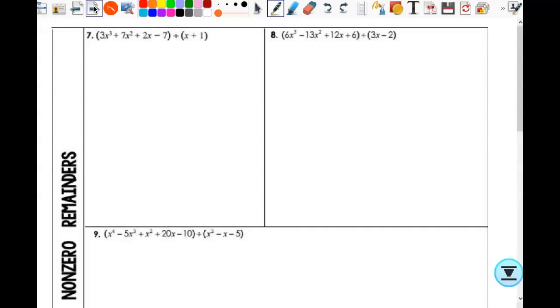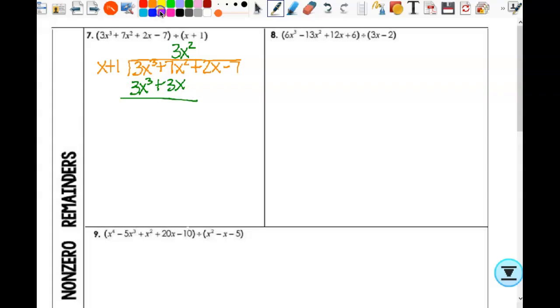All right, so we're doing the same because you don't know it's any different when you start. x plus 1 goes on the outside. On the inside, we have 3x cubed plus 7x squared plus 2x minus 7. So 3x cubed divided by x, 3x squared. You can go ahead and just do this without me, most of you. 3x squared times x, 3x cubed, then plus 3x squared. Change my signs. Those zero out. You get 4x squared. Bring down my 2x.